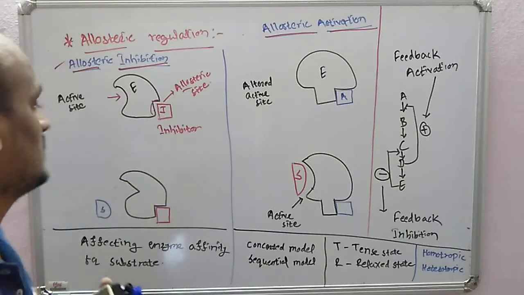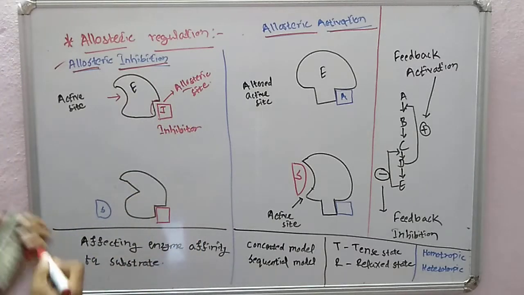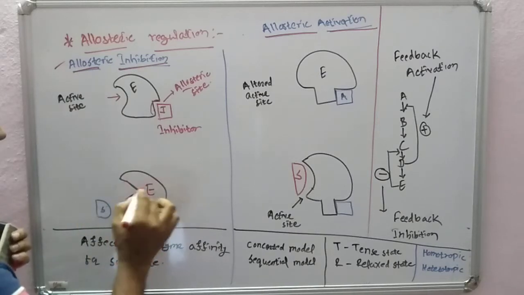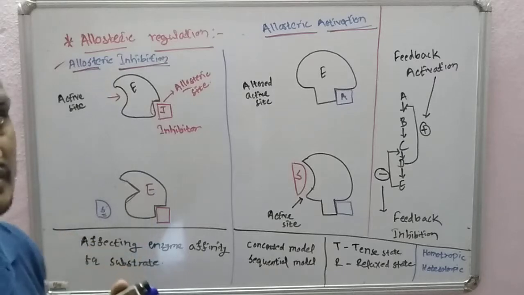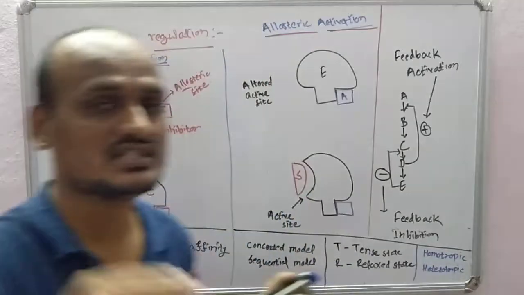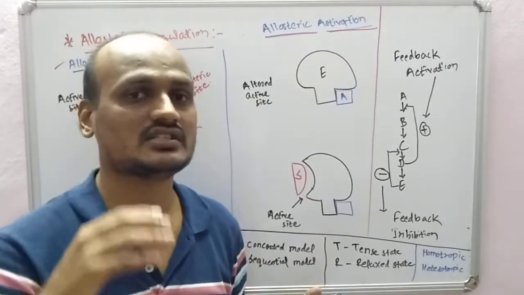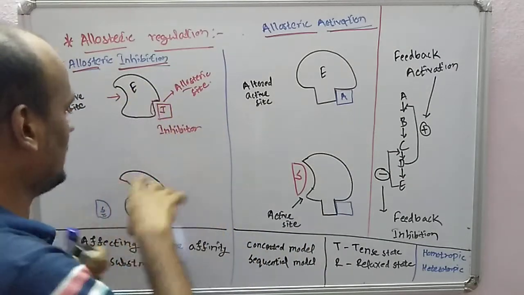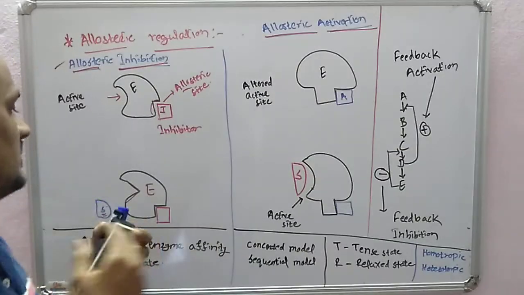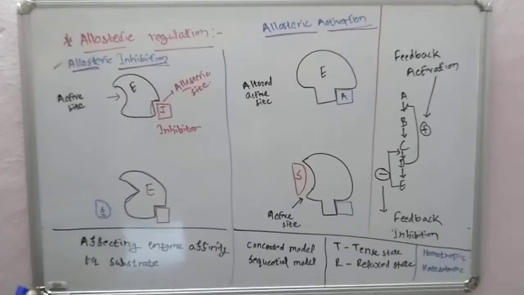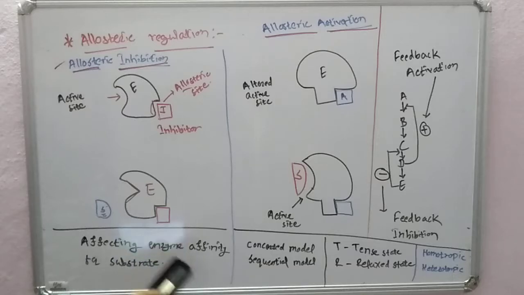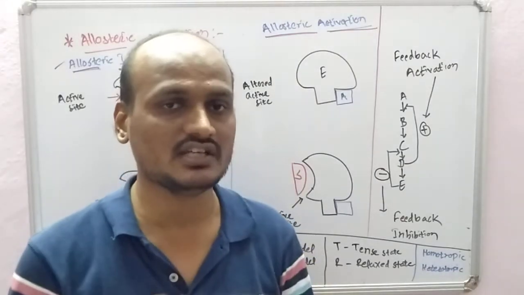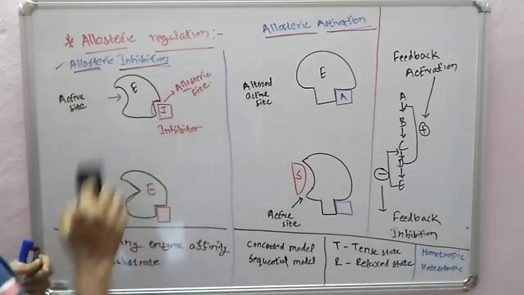So here it binds. What happens after it binds? It alters the conformation of the protein. So this enzyme, this E, won't bind with the substrate that properly. So that is allosteric inhibition. This is a type of regulation in our body in which the binding of this inhibitor I with the enzyme will decrease the binding with the substrate. So basically this is affecting enzyme affinity with the substrate. Enzyme affinity with the substrate decreases in allosteric inhibition. Okay, so that was about allosteric inhibition.